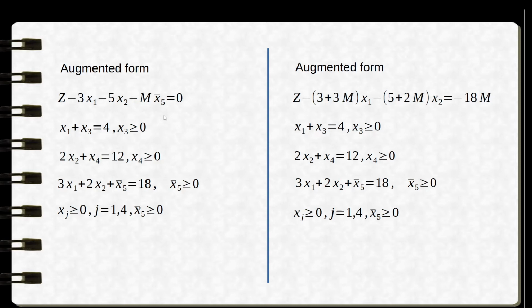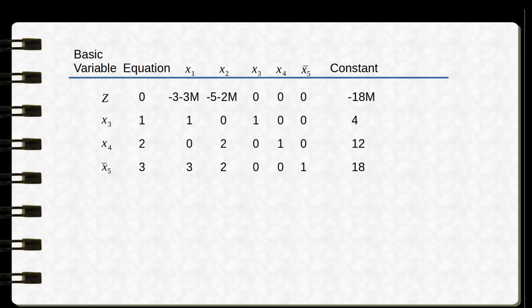Now, the augmented form with introduction of the artificial variable and M is written on your left side. This augmented form is rewritten by eliminating x5 in the objective function, and that is on your right side. Next, we note down the coefficients of variables and prepare the simplex table.